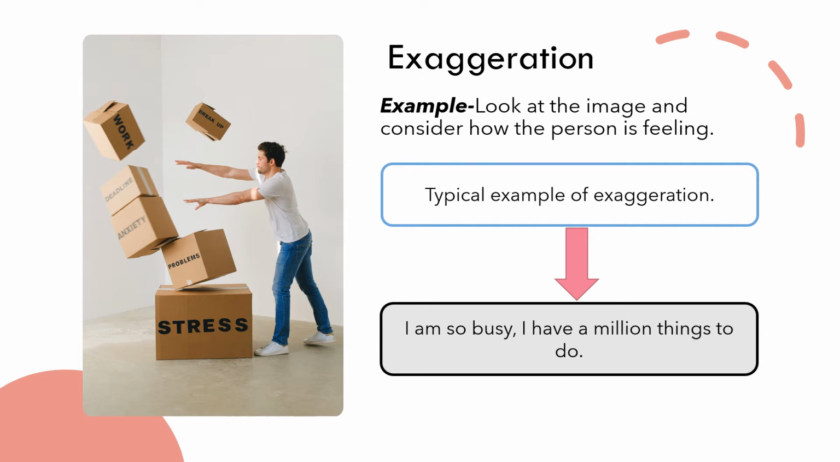I am so busy, I have a million things to do. So it can sometimes feel like that when we have lots of things and they're stacking up against us, that you have literally a million things to do. However, in this case, they've used a hyperbole or exaggeration to emphasize how many things they have to do and how stressed and overwhelmed they're feeling at that moment.